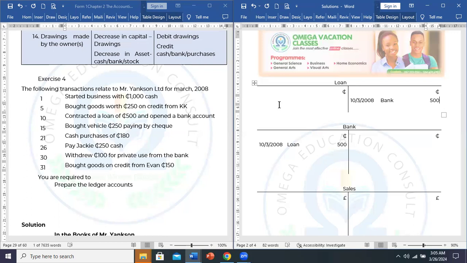Right. Thank you. The fourth one is bought vehicle 250 paying by check. Bought vehicle 250 paying by check. Okay, so what are the two accounts here?